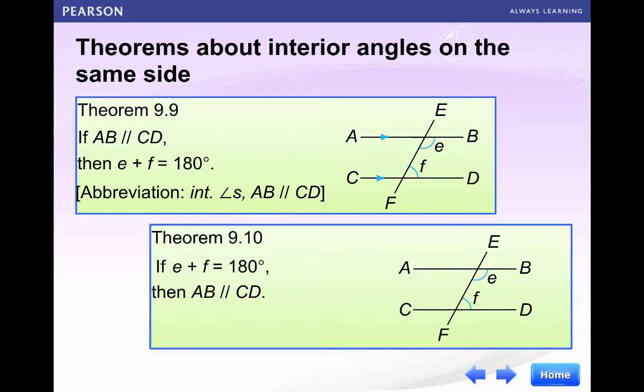On the other way around, if we know that E plus F equals 180 degrees, then we can say that these two lines are parallel. And the reason is interior angles supplementary.